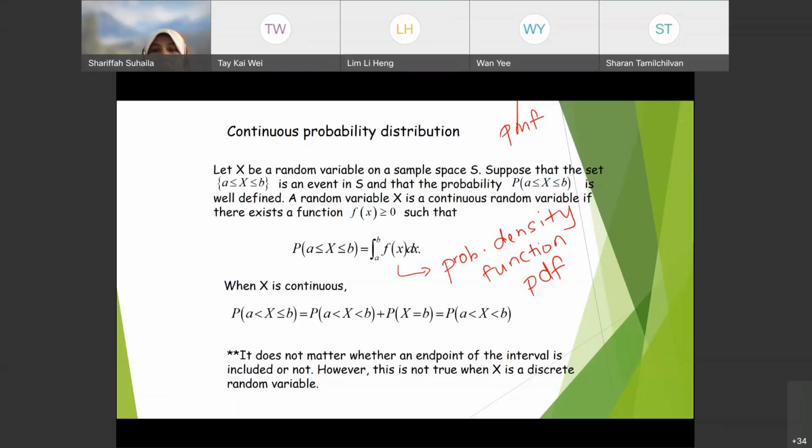Your X is a continuous random variable. There exists a function f(x) which must be greater than or equal to 0. If you want to find the probability of X from A up to B, you just integrate from A up to B f(x) dx. So again, this is a continuous random variable.